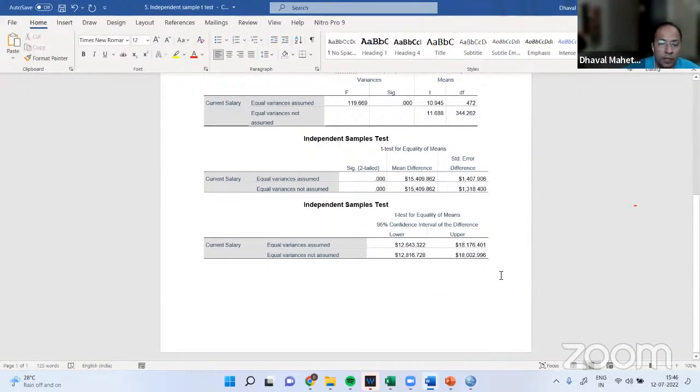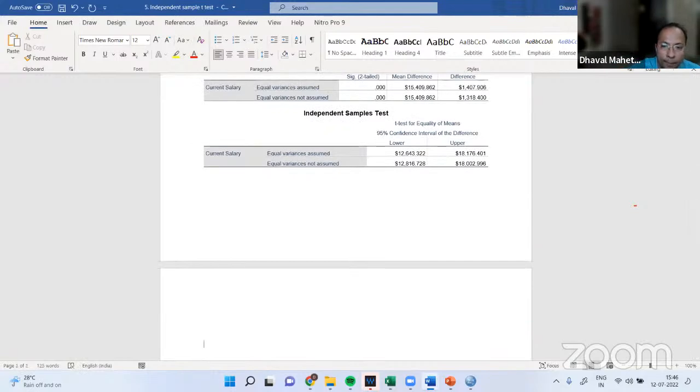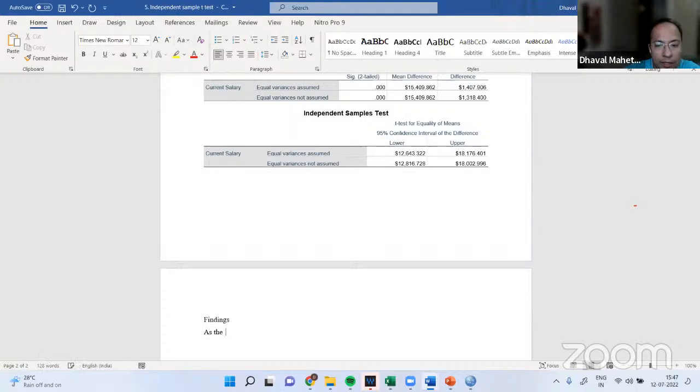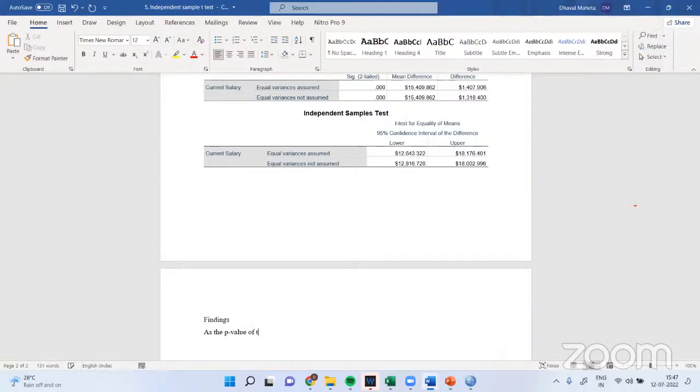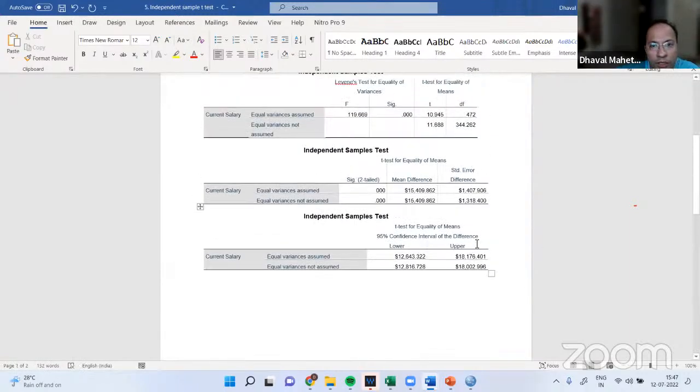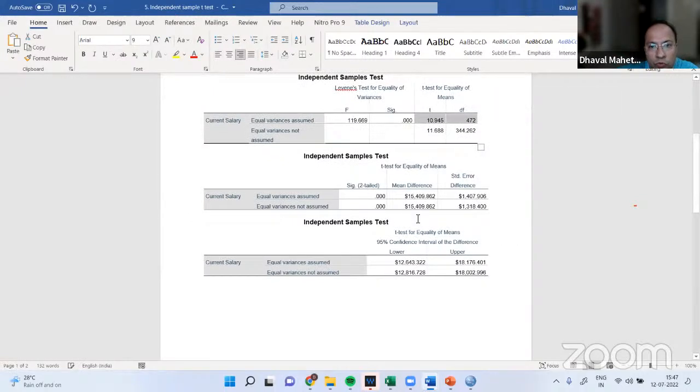Come on, anybody can help me? How to start framing it? Anybody can help me? What should I write? Tell me. Since p-value is less than 0.05, as the p-value of t is less than t statistics. Okay. Now write down the t statistics, which is there, this value.